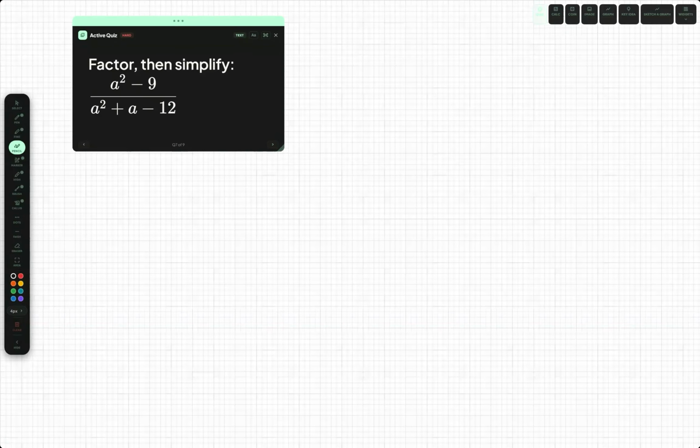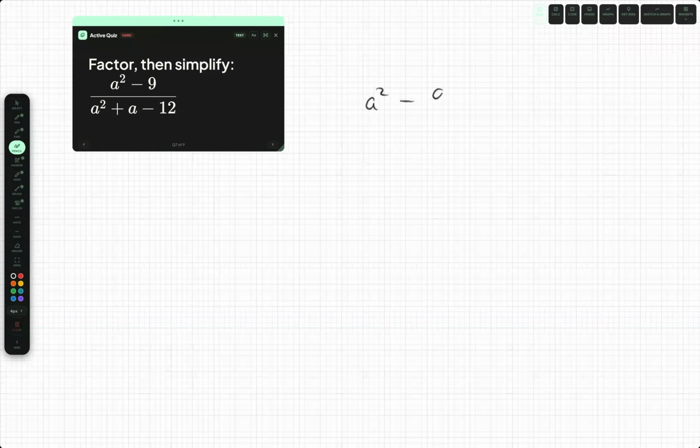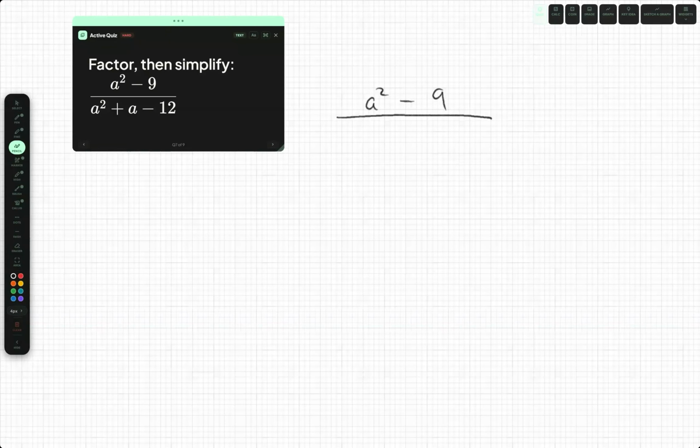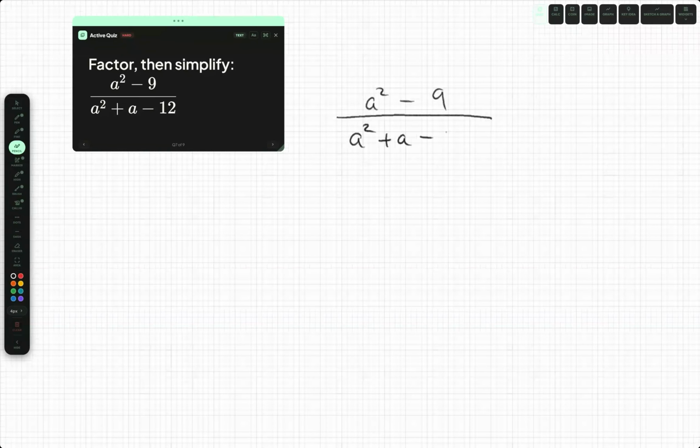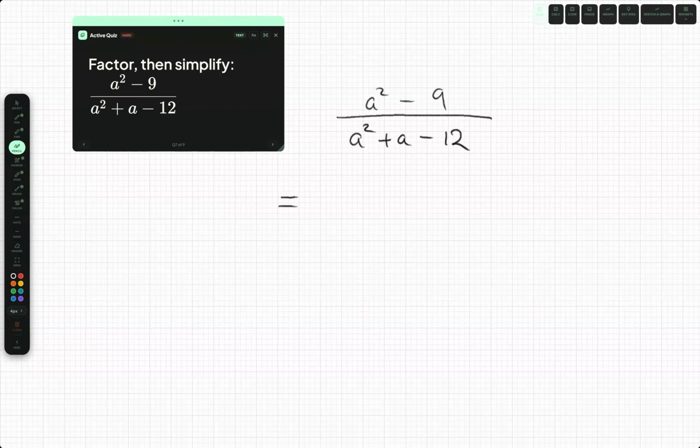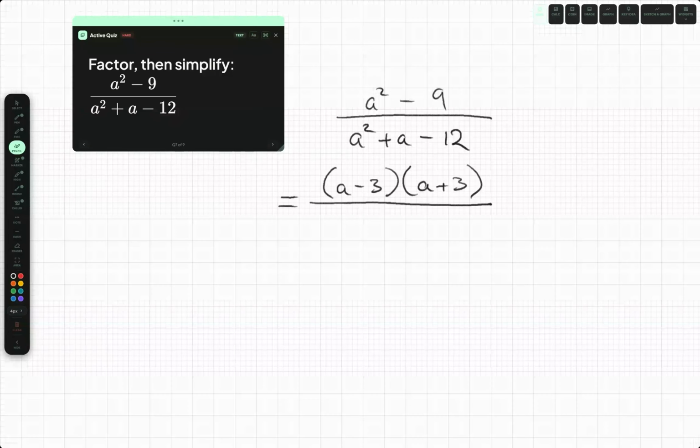All right, next one, we have a squared minus 9 all over a squared plus a minus 12. Right, let's deal with the numerator. So we know the top is going to be difference of squares. So it's going to be a minus 3 times a plus 3. That's all done. The second is a quadratic, and we are going to factor that using a few steps.